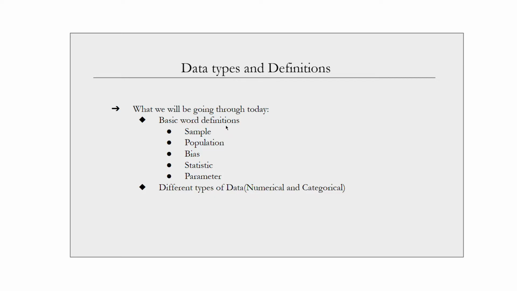In this video we're going to be talking about data types and definitions in statistics. So what we'll be going through today are the definitions of basic words such as sample, population, bias, statistic, and parameter, and the different types of data such as numerical and categorical.